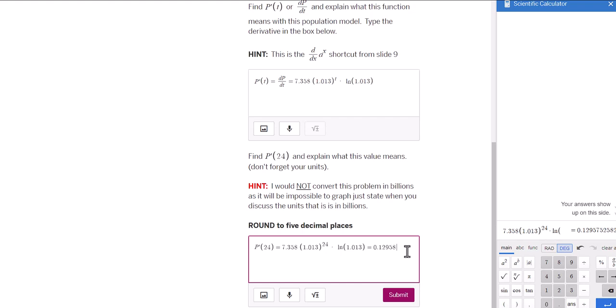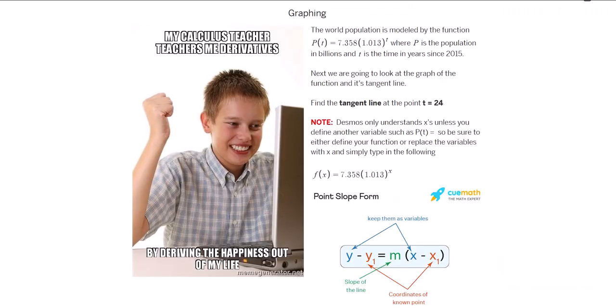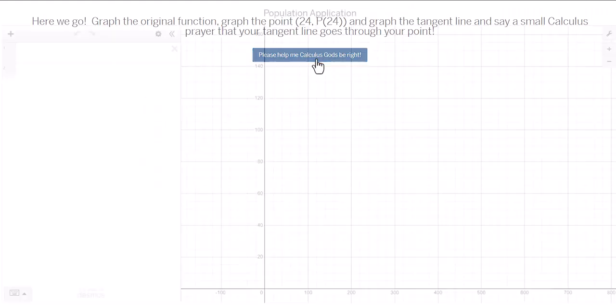And remember that this is a rate. So this is in billions of people per year. And again, this is where the change in the population over the change of time, dP/dt, helps with my actual units.